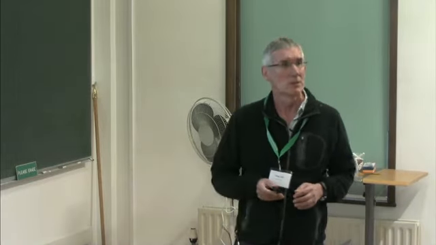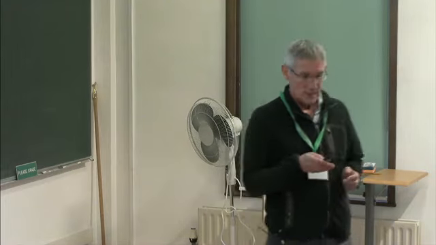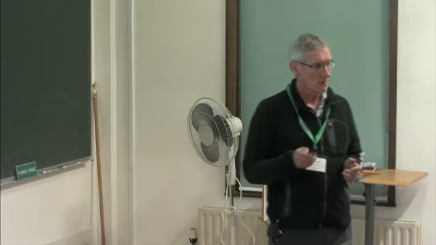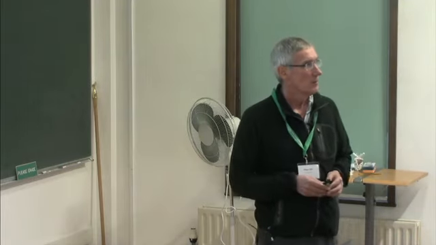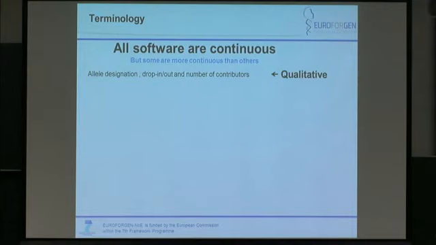The terminology that I often hear being used are words like continuous, semi-continuous, and fully continuous. I think these terms can be somewhat confusing, but all the software that we're using are continuous, but some are more continuous than others. And I think we should use the term qualitative to describe models that take account of allele designation, drop in and drop out, and numbers of contributors.